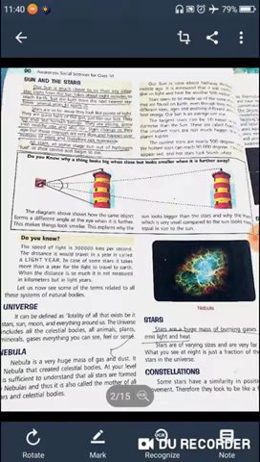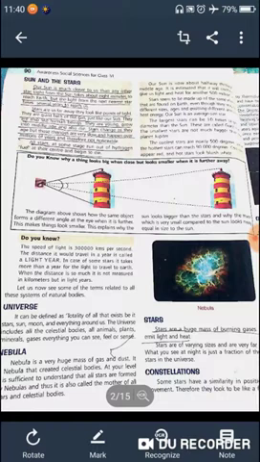Some examples of constellations are the Ursa Major, Cassiopeia, Orion's Belt, and Ursa Minor. So let me give you some introduction about the Ursa Major. In Hindi it's known as Saptarsi. Saptarsi means Sapta plus Risi, or in English, seven sages.